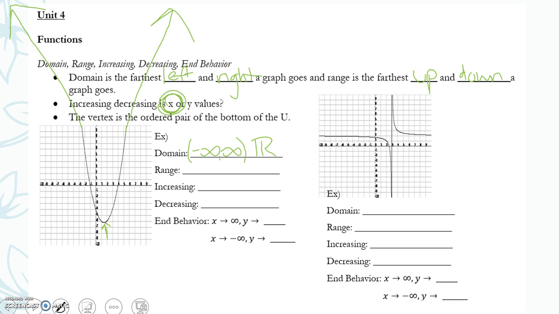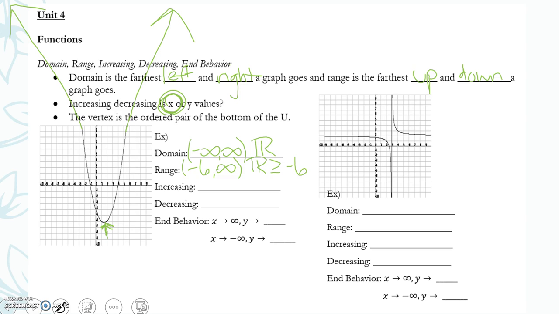For range, you drag your pen up. So when you drag your pen up, you won't be touching it until you get to right there at the very bottom of that vertex. So the first time you'll touch it is the y value of -6, and then it's going up until infinity. Or you could write it, or they may write it, as all real numbers greater than or equal to -6.